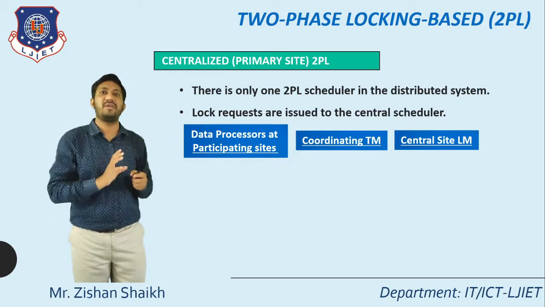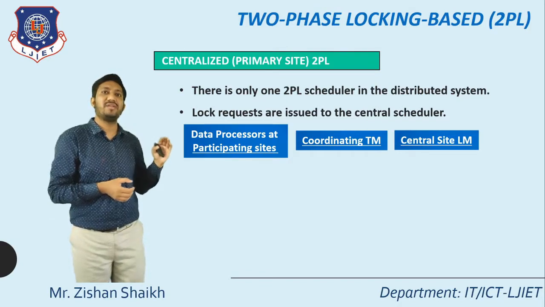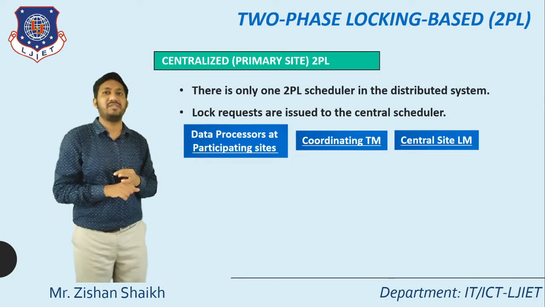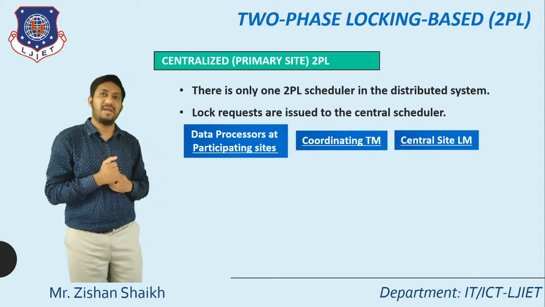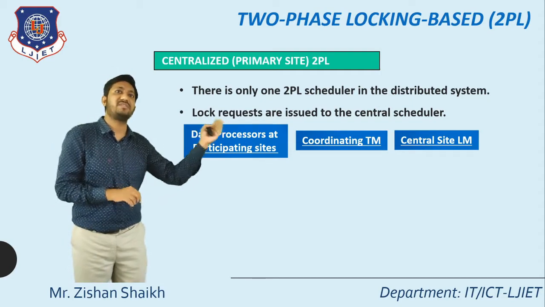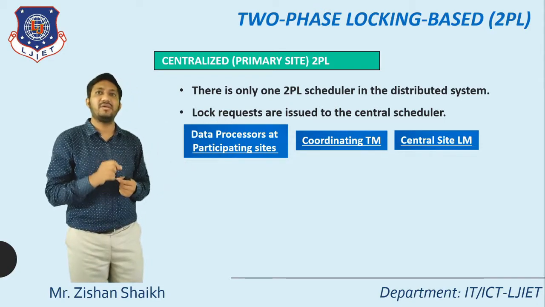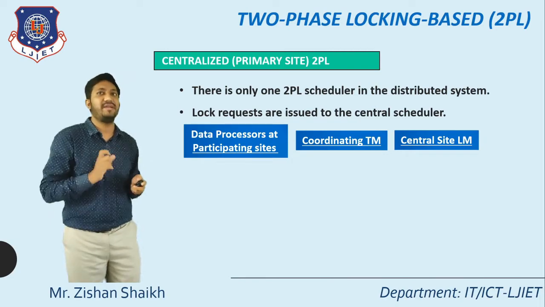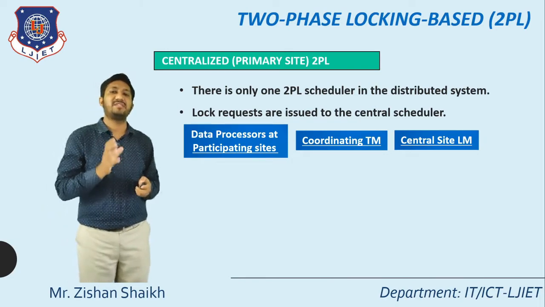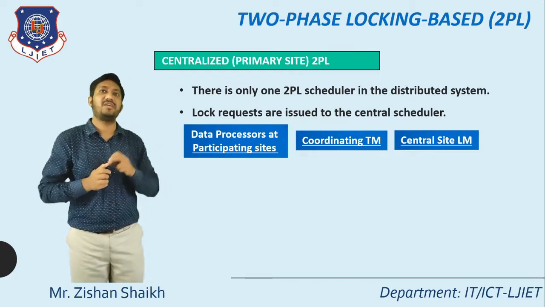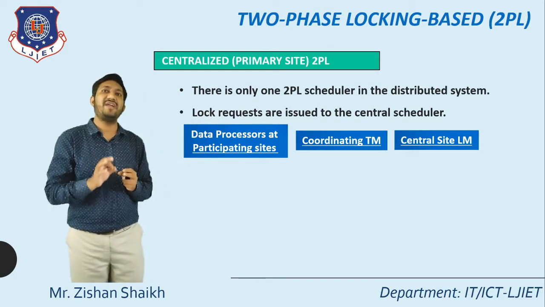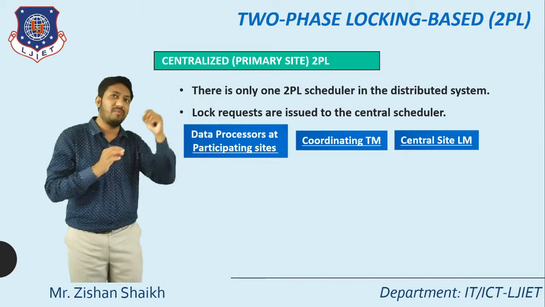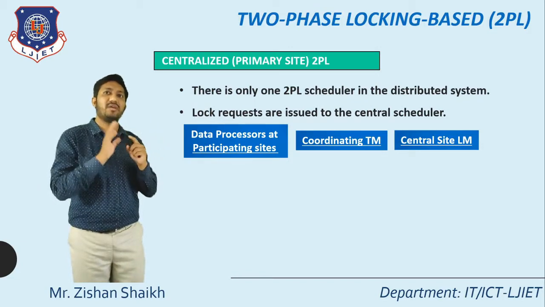If any request comes for a particular transaction, it will be considered in three parts. The first part is the coordinator transaction manager, which is generated on the transaction side. Next is the centralized lock manager, which maintains the scheduling task, and data processors at the participating sites. When a participating site requests a data item, the site where the user request comes in is known as the control site.